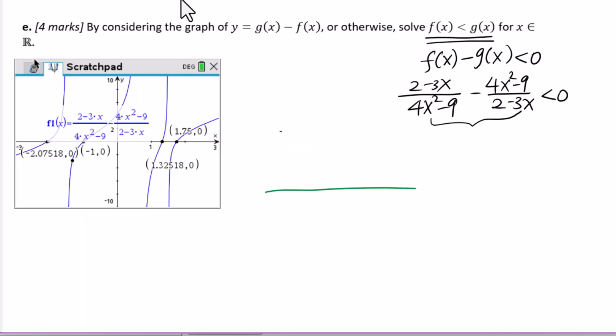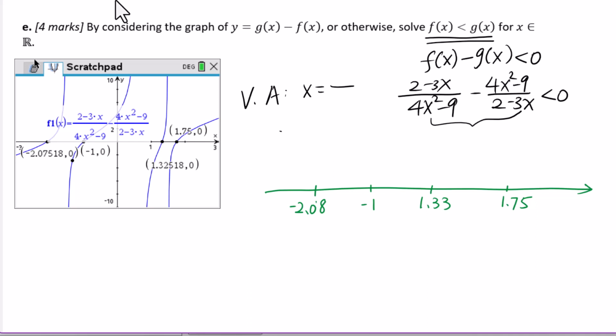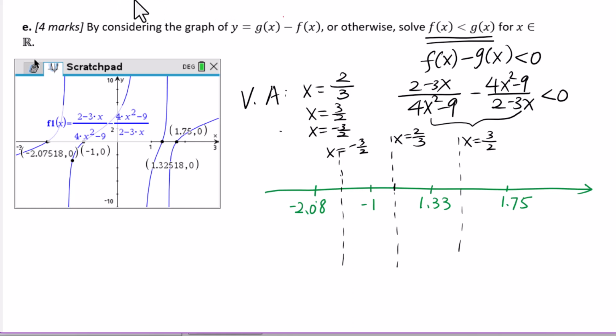Let's draw the sign diagram. First of all, label all the roots. Vertical asymptote line, x equals 2 over 3. x equals 3 over 2. x equals negative 3 over 2. Since this is calculator based, we just need to find a number for each interval. Then we will use the table to figure out the sign for each interval.